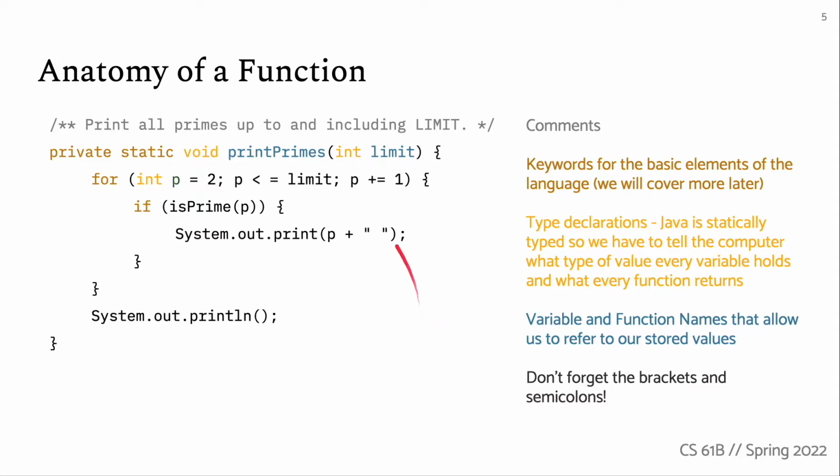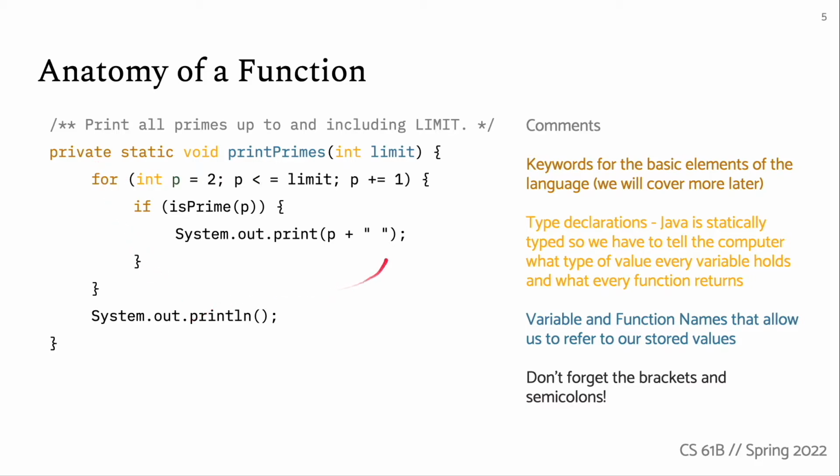These allow us to refer to our stored values, and again, that's pretty similar to what you'll see in other programming languages. So we have this variable called limit here, printPrimes is a function name, and then isPrime, variable and function name, and there's a whole bunch. You can make these up. These can be whatever you want as long as they're not a reserved keyword.